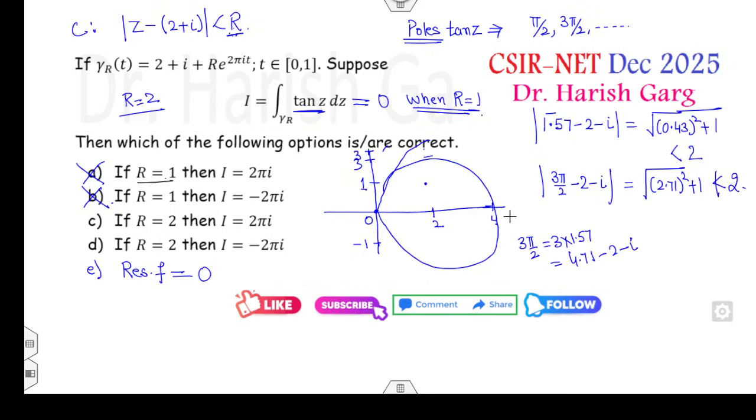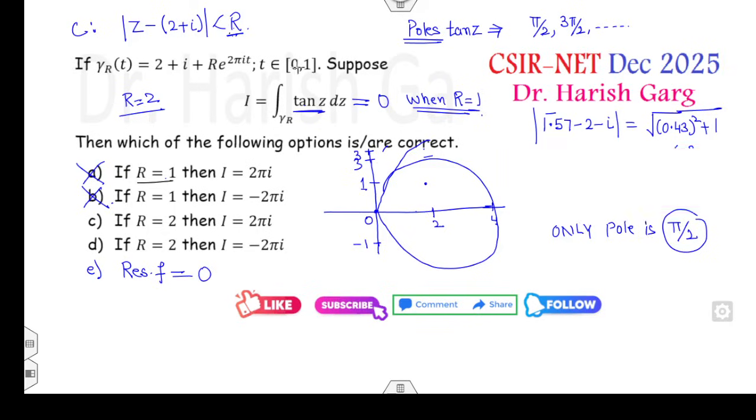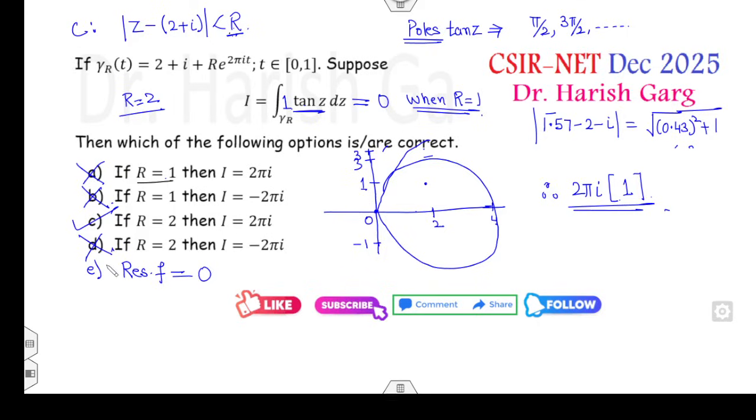So what is the pole? The only pole is π/2 that lies inside the circle. So what will your final answer be? If the only pole lying inside is π/2 with its residue, your answer will be 2πi into 1, because the coefficient with tan is 1. So 2πi into 1. That is option C, the right answer. Option D is cancelled. So option C is the only right answer of this particular problem.